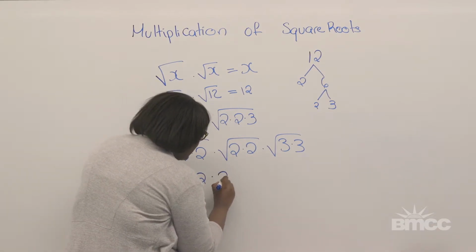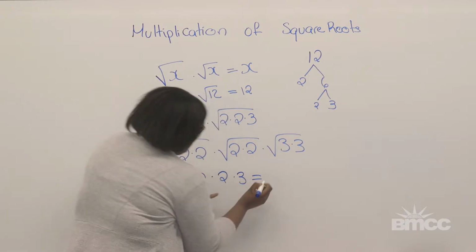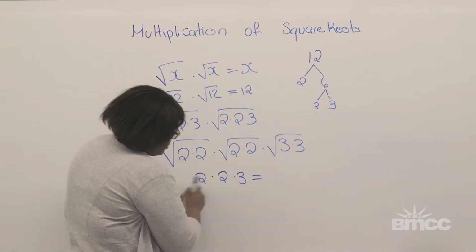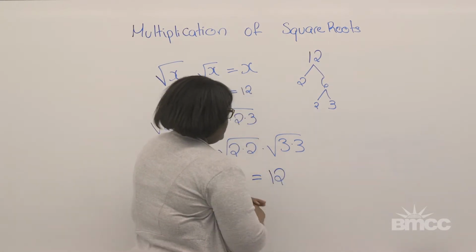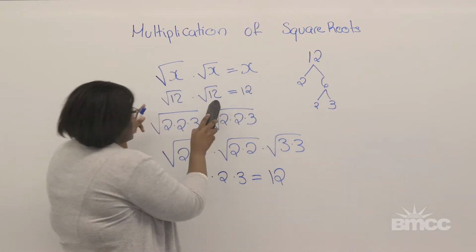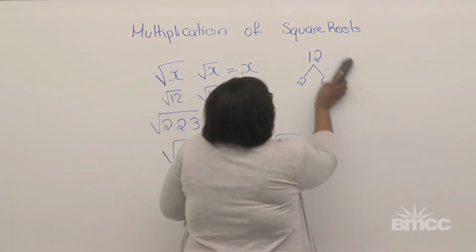Here, same thing applies, it's going to be 2 times 3. And if we multiply this out, 2 times 2 gives us 4 times 3, which gives us 12, which is the same thing we got if we just multiply it out.